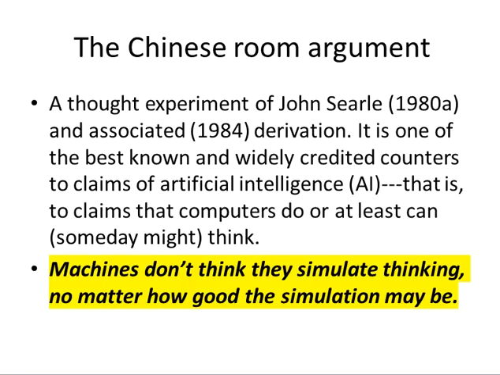So he offers up this argument against strong AI, a thought experiment by John Searle and associated derivation. It is one of the best known and widely credited counters to claims of artificial intelligence, that is, to claims that computers do, or at least can someday, think. Machines don't think, they simulate thinking, no matter how good the simulation may be.